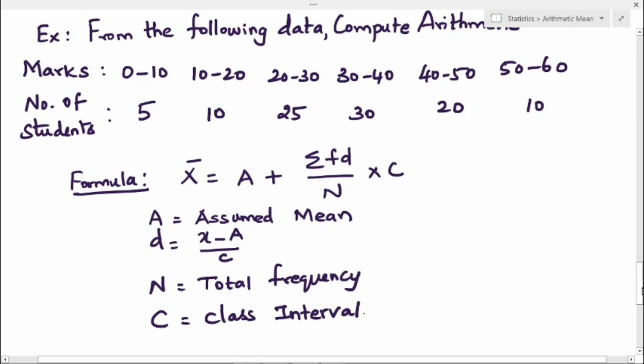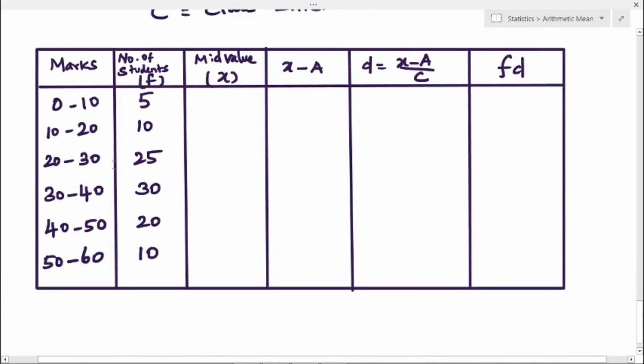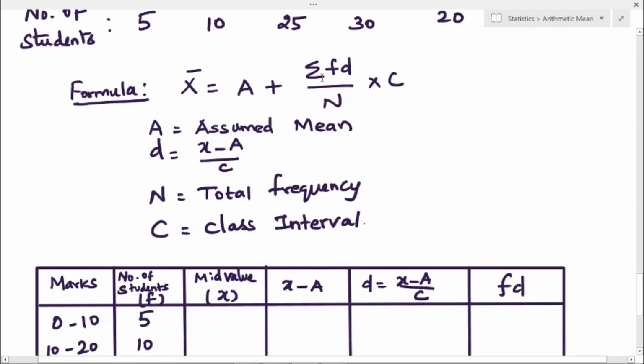So first we have to form a table. In that we have first marks, that is given in the problem, that I have written 0 to 10, 10 to 20 and so on till 50 to 60. And next the number of students is given, that is 5, 10, 25, 30, 20 and 10. So this number of students is nothing but frequency, that is f. Next we have to find summation fd divided by n into c. So first we have to find the fd value.